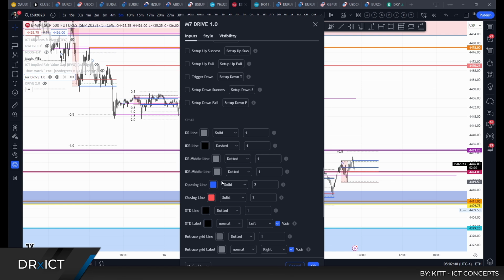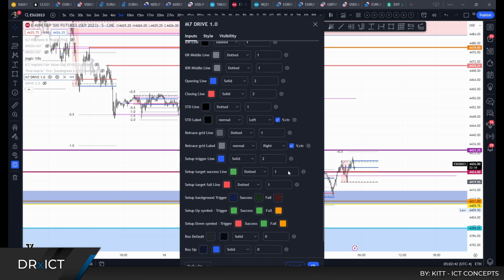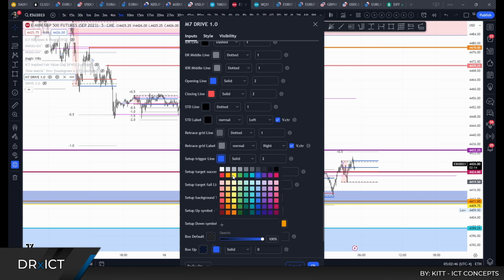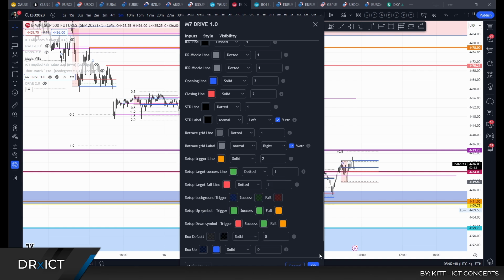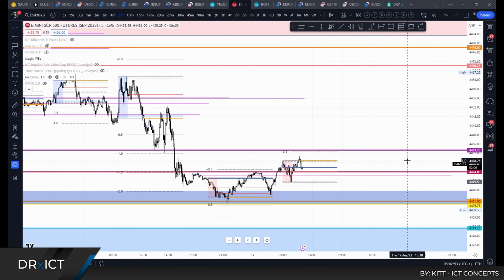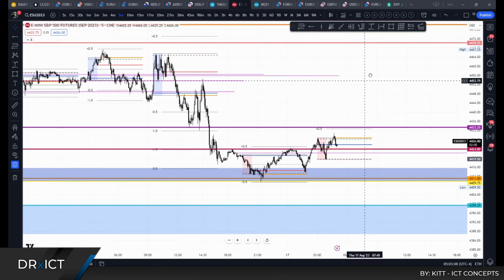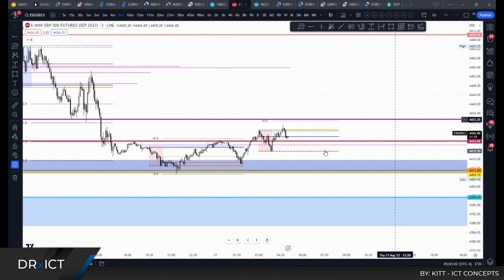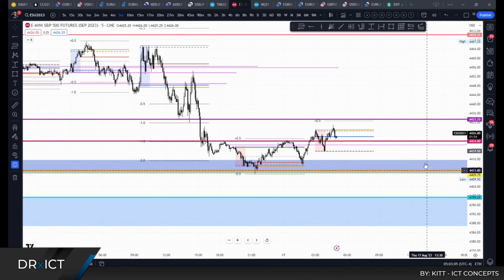Different styles. I like red and blue. If I do that, I need my trigger to be a different color. We're going to go off of a straight DR model today, looking for mechanical setups, meaning the orange lines where we're looking to pull the trigger.